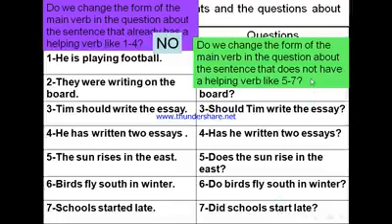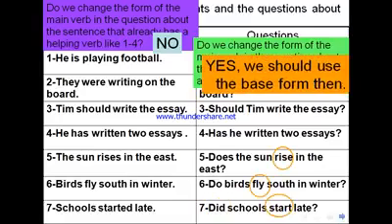So back to the question, do we change the form of the main verb after do, does, and did? Yes, we do, and it should be in the base form. Why? Because the third person singular S in rises is shown on the word does here, so we don't need it again. The past form in started is shown on the D in did, so we don't need it here. And do is for the sentences that have the base form of the verb, so the base form is kept in the question form also.